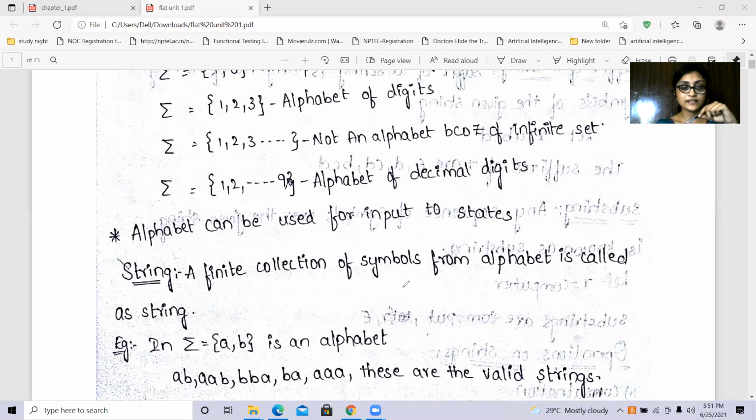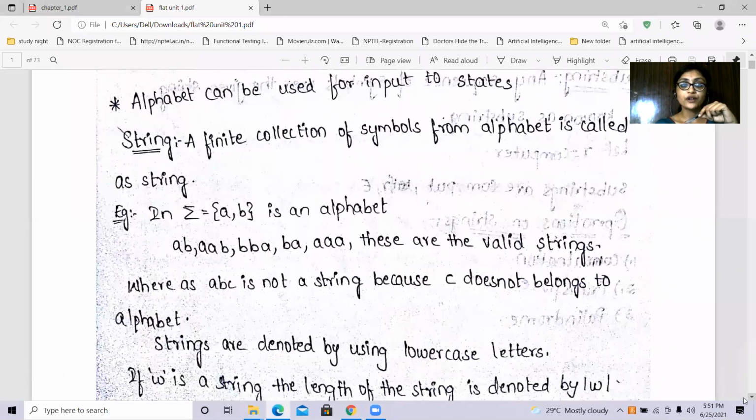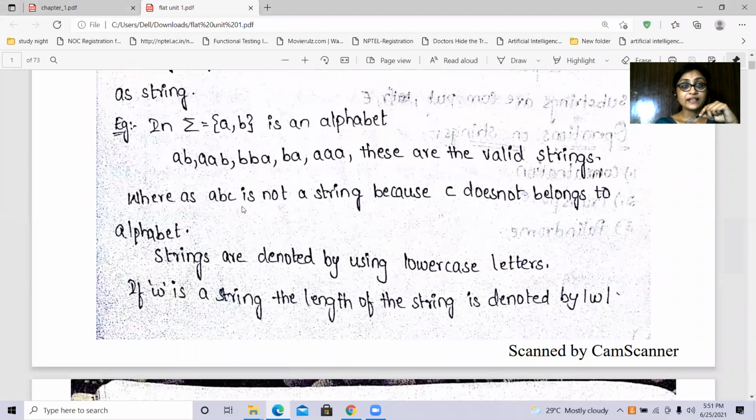These are all considered as various strings from that particular alphabet. In this way, we have to create the strings from the alphabets. Whereas abc is not considered as a string here when we consider sigma equal to {a, b} because c does not belong to that particular alphabet. Strings are denoted by using lowercase letters only.